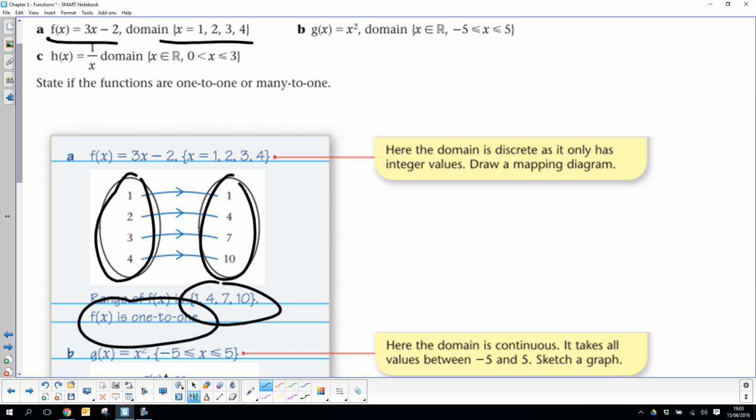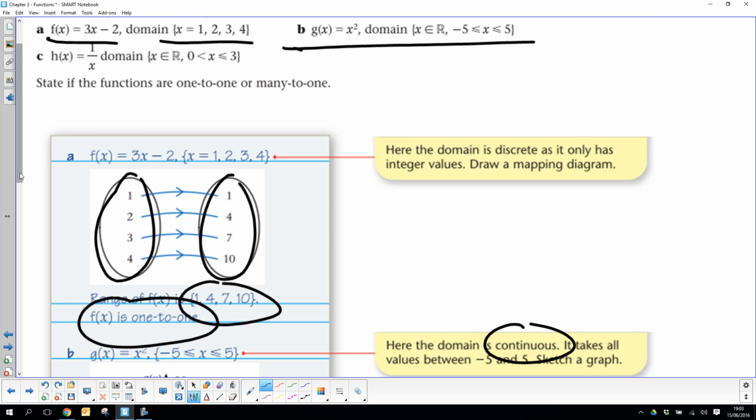Now for part B, we've got g of x equals x squared, g of x just being another function. We can use f of x, g of x, h of x, whatever we want. G of x is x squared, and the domain this time runs from -5 to 5. It is a continuous domain, okay, because we can take any values. It doesn't just have to be positive whole numbers or negative integers or anything like that. We can take decimal place values as well, or surds, real numbers, so anything positive, negative, as long as they lie in that zone, we're fine.